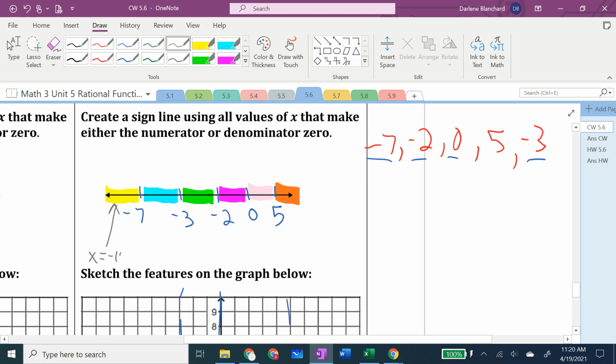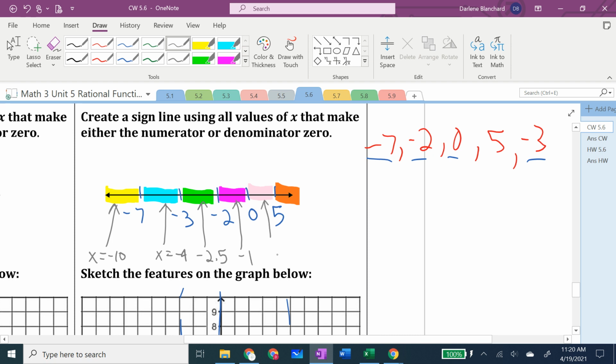I'm going to choose -10 in my section less than -7. I'm going to choose x equals -4 for an x between -7 and -3. I'm going to choose -2.5 to be between -3 and -2. I'm going to choose -1 to be between -2 and 0.